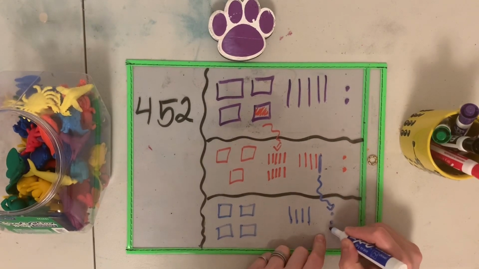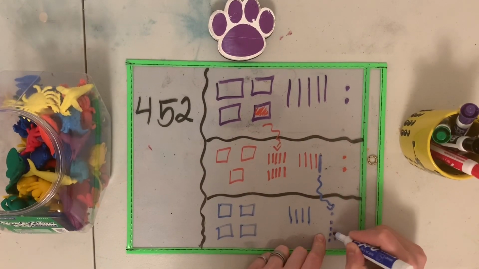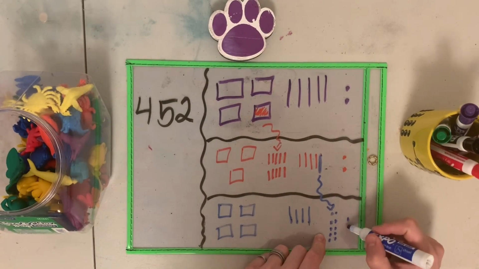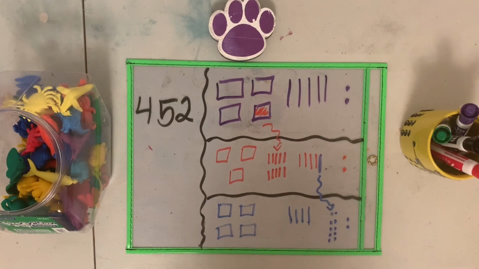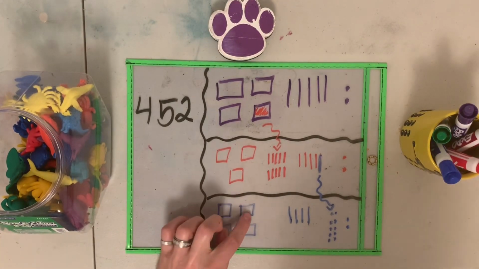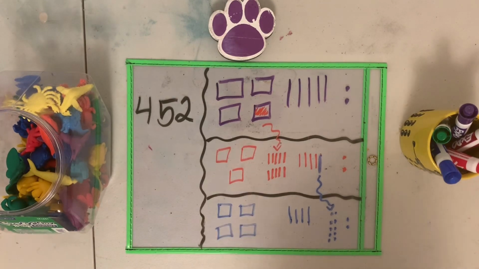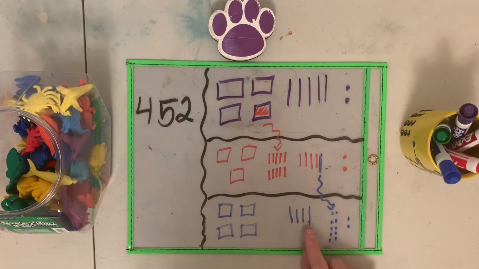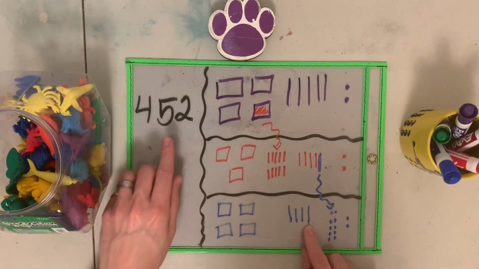1, 2, 3, 4, 5, 6, 7, 8, 9, 10. The last two, 1, 2. Si cuento, if I count, we have 100, 200, 300, 400, 410, 420, 430, 440.